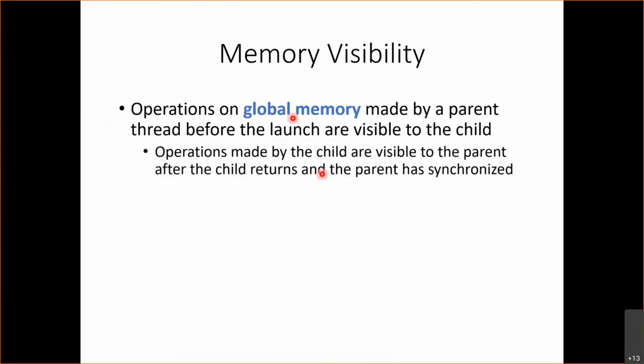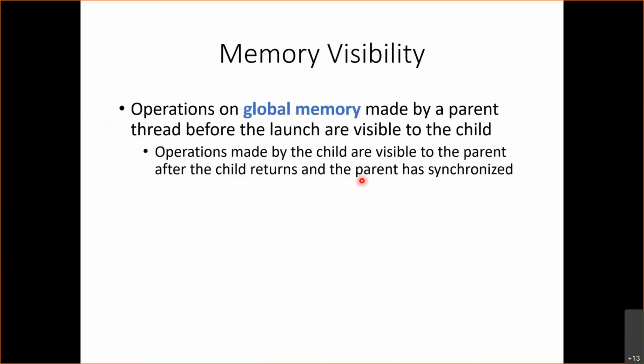It's important to note this because sometimes when a parent writes to global memory, you might make assumptions about the child being able to see that memory and vice versa. So it's important to know what's visible and what's not visible.